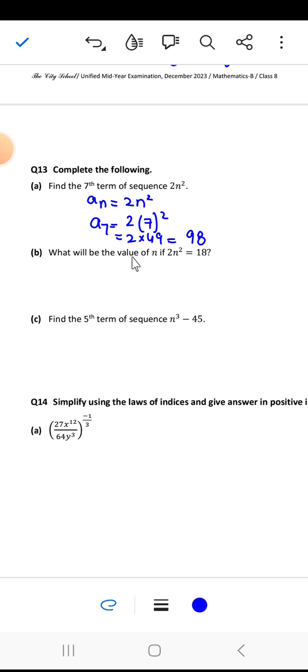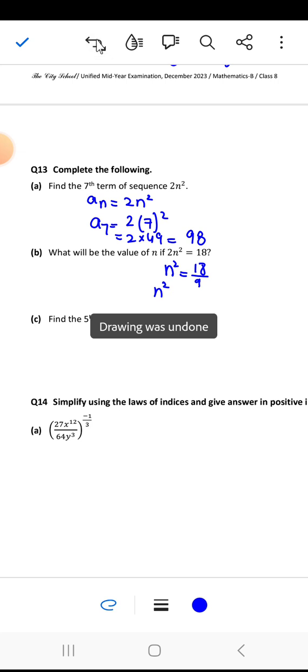Now for the next one. What will be the value of n if 2n square is 18? So we need to solve it. Let me take 2 to the other side. So it will be 18 by 2. Sorry, it is 2 with which we need to divide. So 18 by 2, and n square is 9. If you simply take square roots on both sides, your answer would be n is equal to 3.